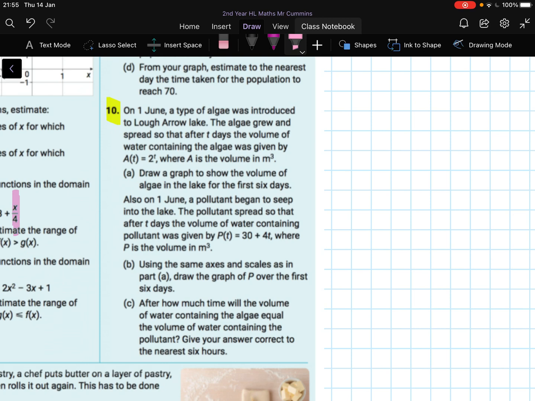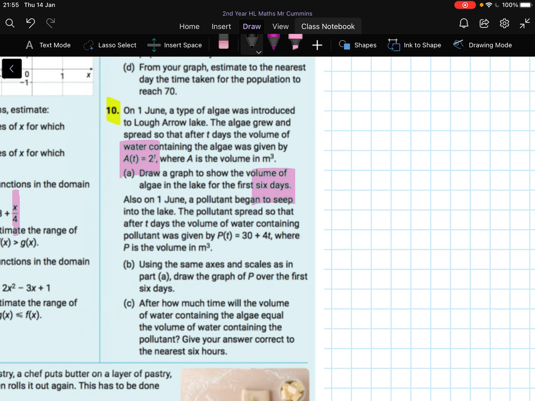So what they want you to do: on the 1st of June, a type of algae was introduced to Loch Arrow Lake. It grew and spread so that after T days, the volume of water containing the algae was given by A(T) equal to 2 to the power of T. So there's our function hidden in that paragraph, where A is the volume in meters cubed. Draw a graph to show the volume of algae in the lake after the first 6 days. Okay, so he wants us to draw a graph after the first 6 days.